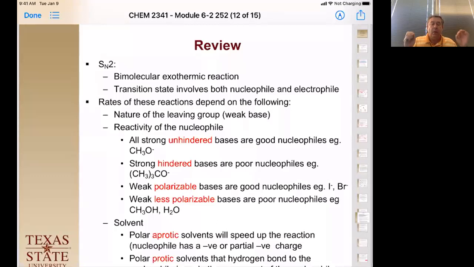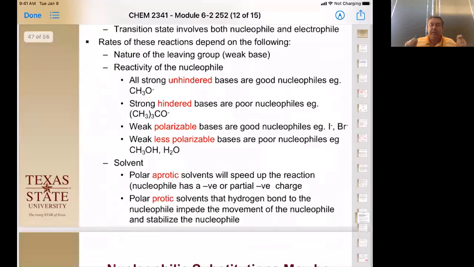Now, weakly basic, highly polarizable species are good nucleophiles, like iodine and bromine, especially when used in a protic solvent. And the less polarizable bases are poor nucleophiles, things that don't have a charge, things that are relying on that lone pair to do the work, okay?